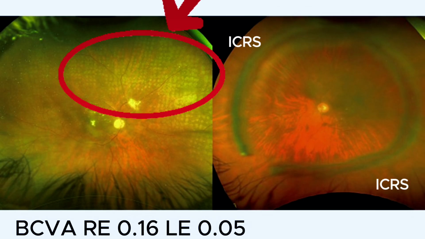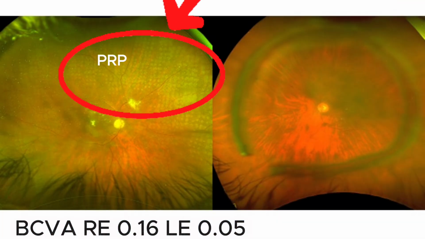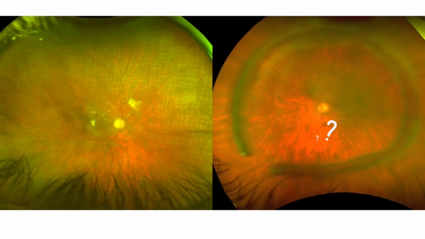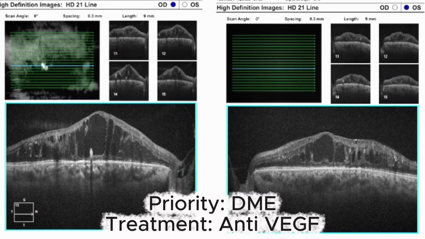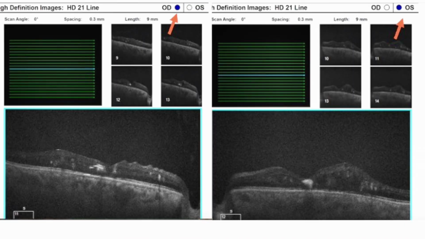In his right eye, he has diabetic retinopathy treated with PRP, but in his left eye, cataract doesn't allow us to evaluate the foveal area. In OCT, we detected macular edema in both eyes, which was our priority at the moment of diagnosis. Once it's under control with anti-VEGF injections, we start planning the Phaco DALK procedure.